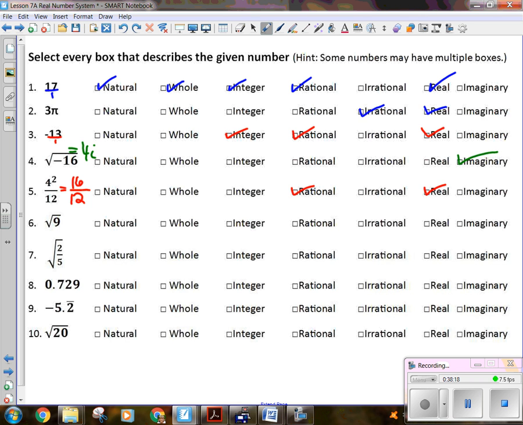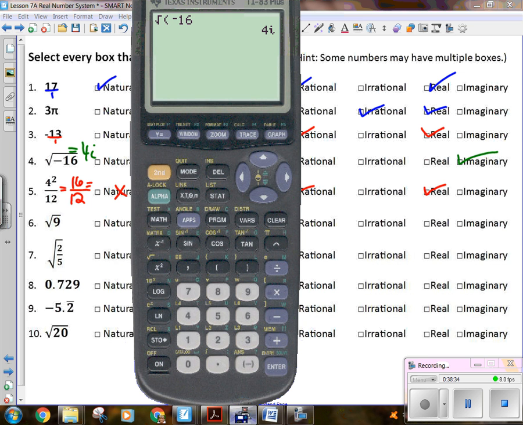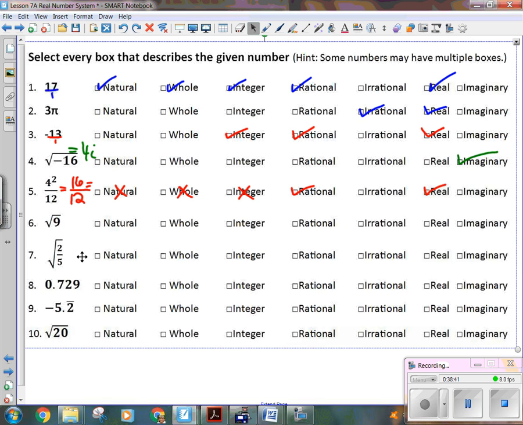Now, 16 over 12, right? 4 squared is 16 because that's 4 times 4. I don't think that's going to change to an integer because I don't think it's going to divide evenly, which means it's not an integer, it won't be whole, and it's definitely not natural because it stays a fraction. If you take your calculator, 16 divided by 12, math, fraction, enter, it's 4/3. 4/3 is all rational and real.